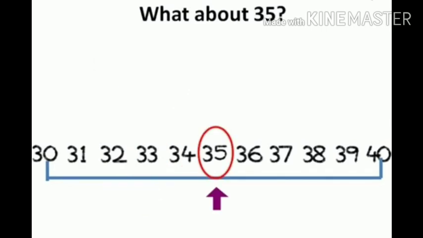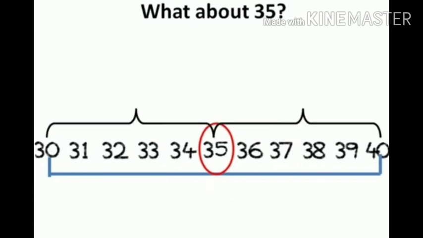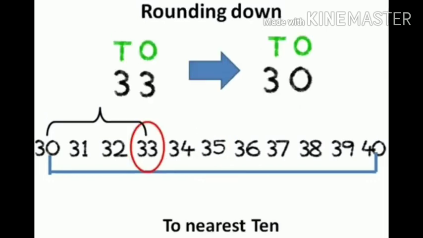Now, you may say, what about 35? What if 35 students were there in your class? If we see the number line, the number 35 is exactly midway between 30 and 40. So, we round up 35 to 40. So, now students, you can ask, what did we do actually? Well, we rounded a number to the nearest 10.